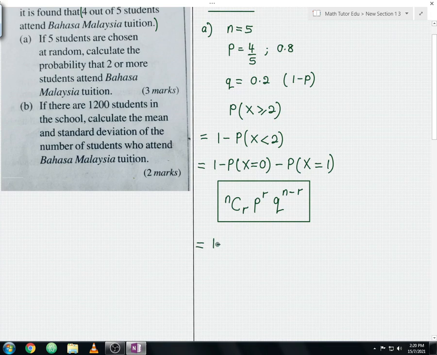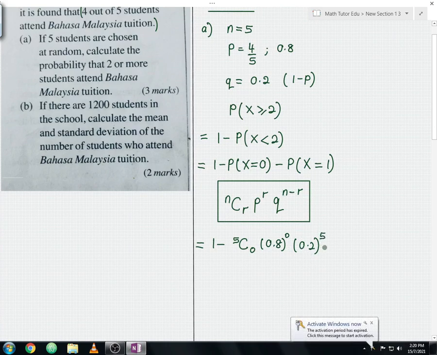So 1 minus the probability x equals to 0. So from here you have 5 number of trials. Okay, out of the 5 you are choosing none of them, in this case is 0. Your number of success events in this case is 0. So 5C0 times 0.8 to the power of 0. Okay, and then you include the probability of failure, in this case is 0.2. 5 minus 0, you should get 5. So that's how you get the n minus r over here, guys. So I hope you understand. So this is the calculation for probability x equals to 0.